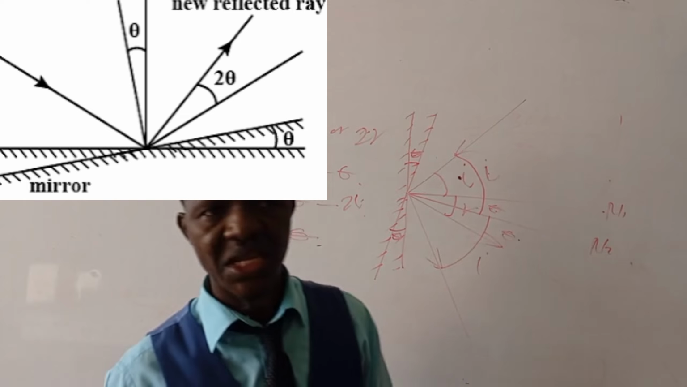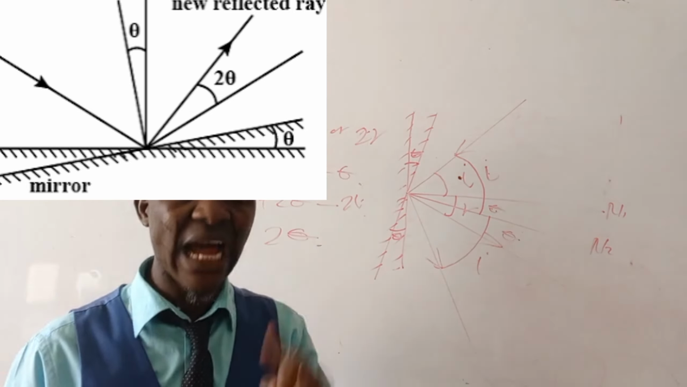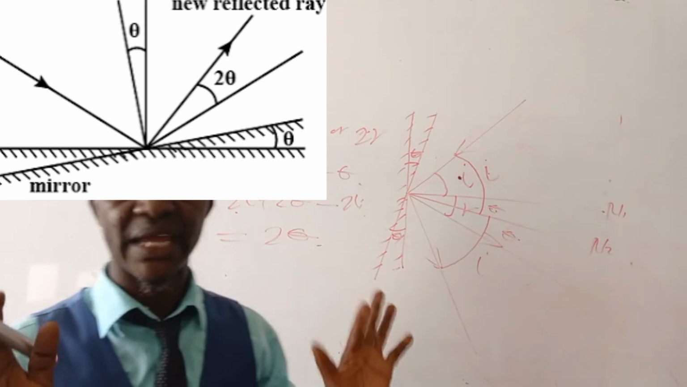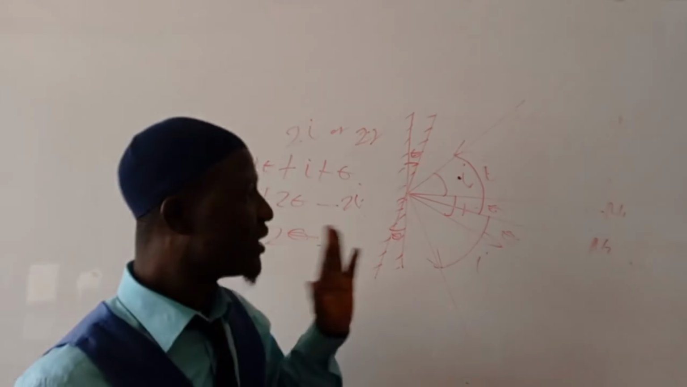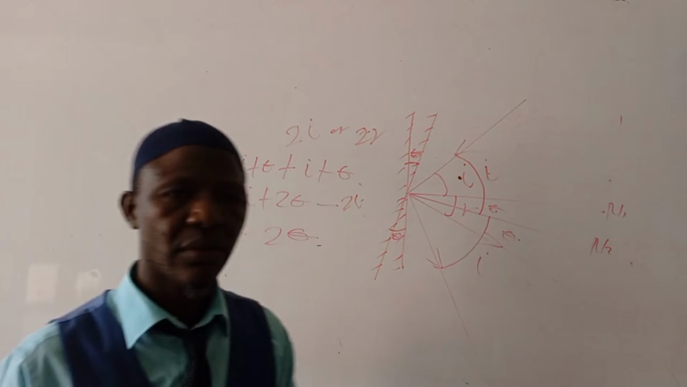It's a common WAEC question. The question just says, if a mirror is rotated by 30 degrees, through what angle will the reflected ray be rotated? You just multiply it by 2, which is 2 times 30. That is 60 degrees. Very simple.